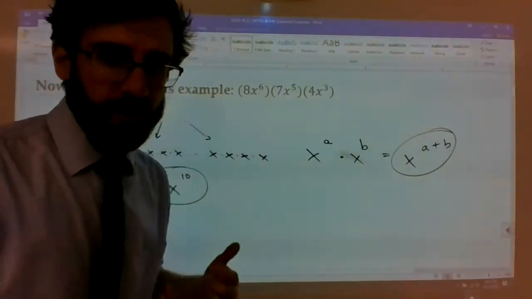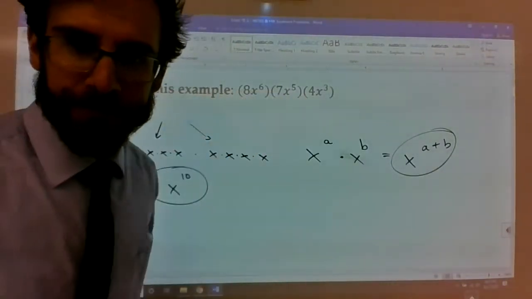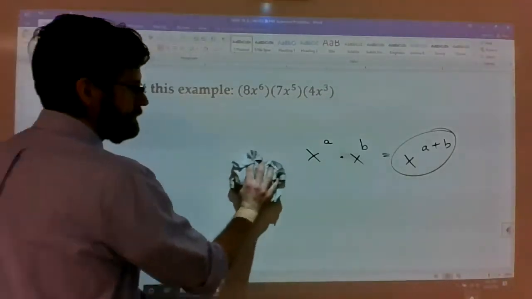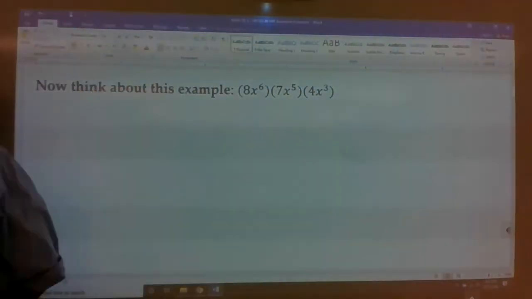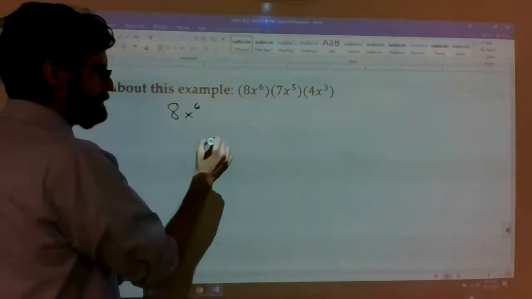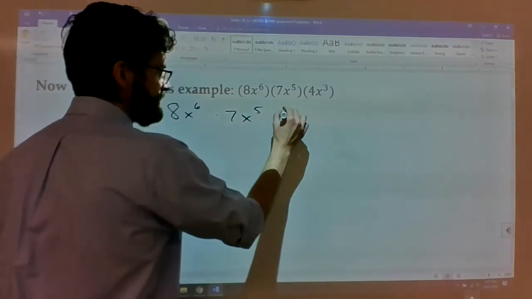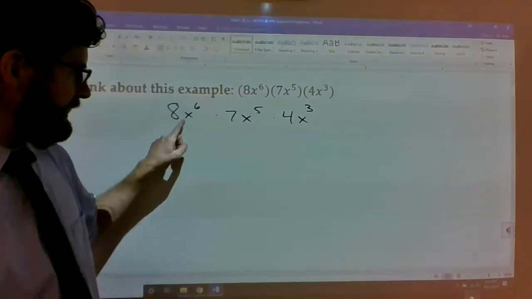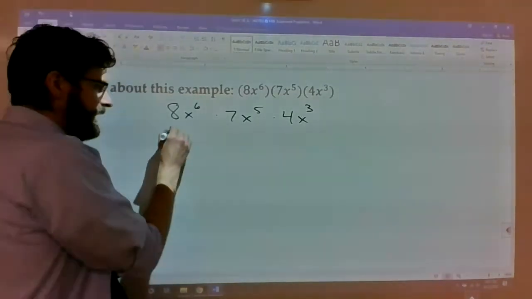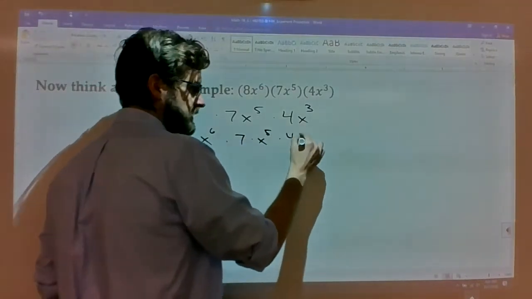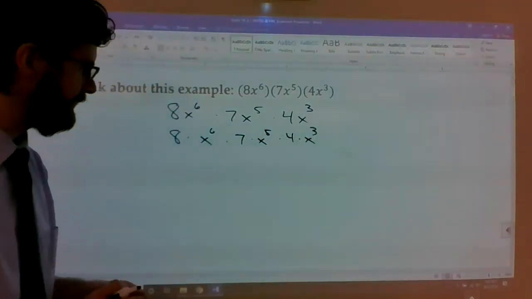So what do you do when you start getting coefficients in front? So you got 8x to the 6th power times 7x to the 5th power times 4x to the 3rd power. Well, technically 8x to the 6 is 8 times x to the 6, times 7 times x to the 5th, times 4 times x cubed. Just wanted to establish that there.